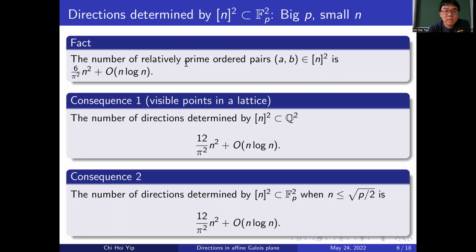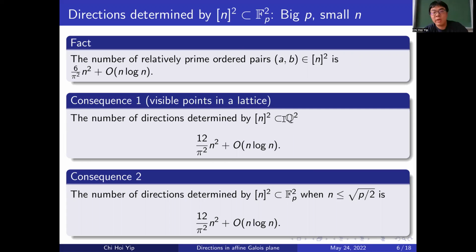So we have this result from elementary number theory saying that if we want to count the number of coprime pairs in the n by n grid, then this is given by 6/pi² times n². So if we want to count the number of directions, we need to look at positive directions and negative directions, so we just multiply this by 2. So we get 12/pi² times n².